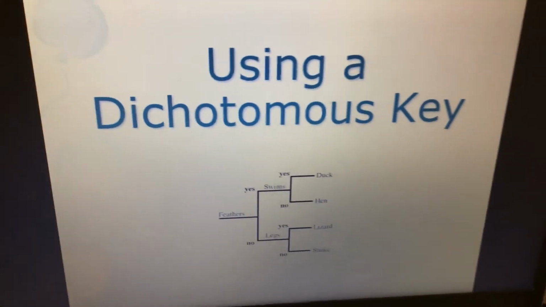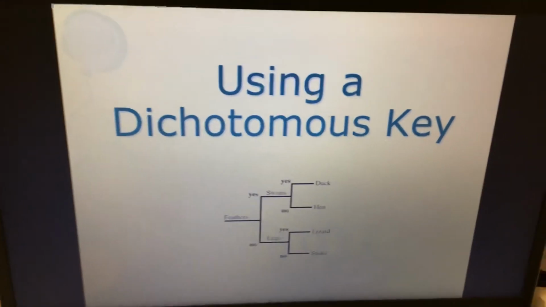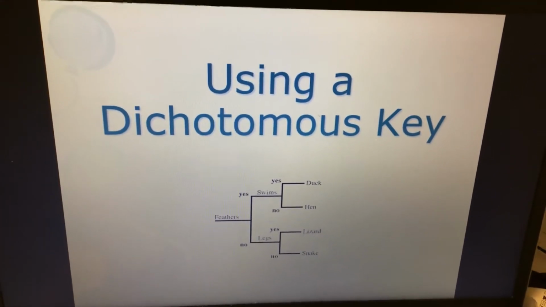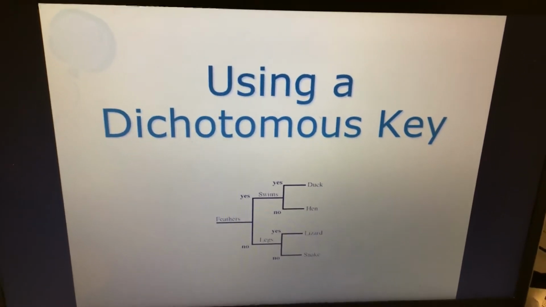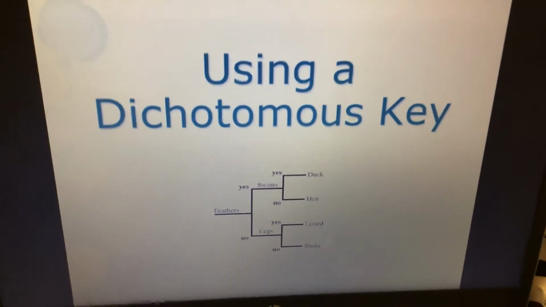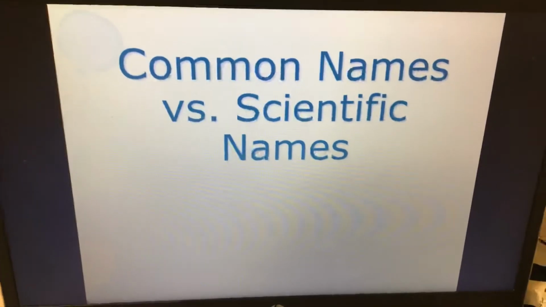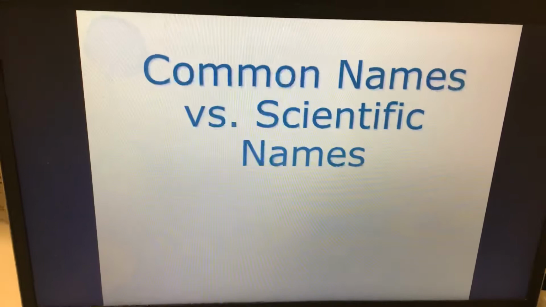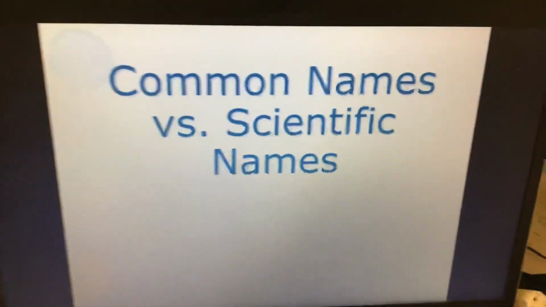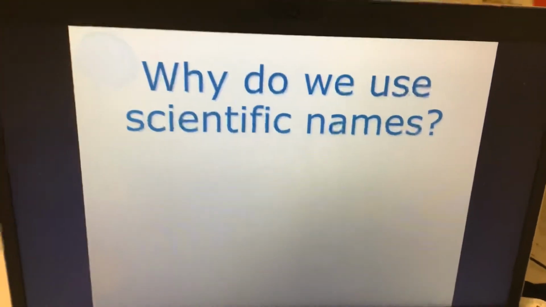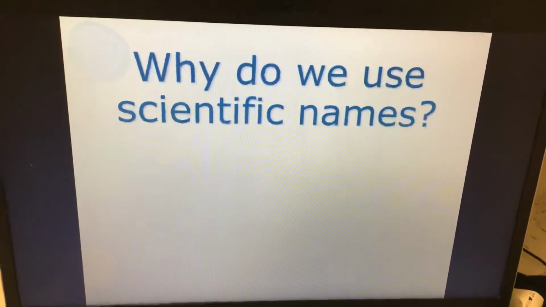Okay. Today we're going to talk about dichotomous key and a little bit about scientific common names. If you want to call this dichotomous key, it could be your heading. That'd be good. Before we get into that too much, we're going to talk about common names versus scientific names. Why do we use scientific names? What is the reason for that?